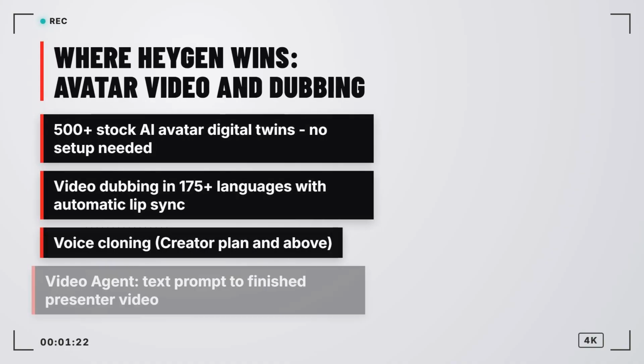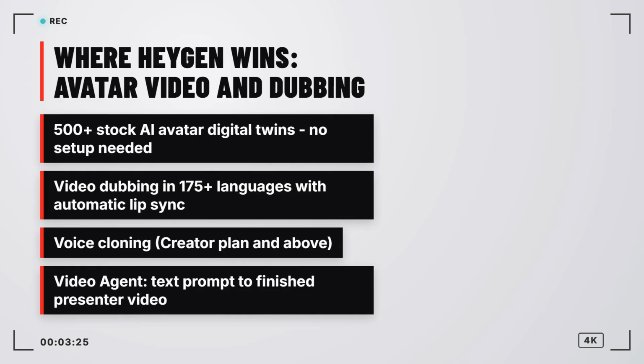Where HeyGen genuinely wins: avatar video is its core product. 500 plus stock digital twins, AI presenters you can use without creating your own character. Video translation and dubbing in 175 plus languages with automatic lip sync. Voice cloning and video agent, which turns a text prompt into a finished video. If your content is presenter style, tutorials, explainers, corporate training, multilingual campaigns, HeyGen is purpose-built for that.